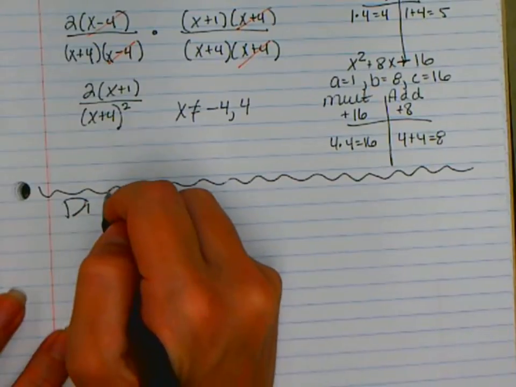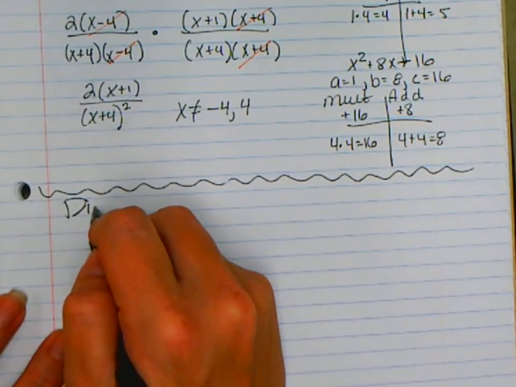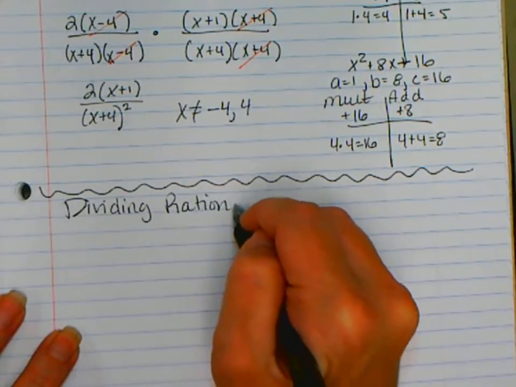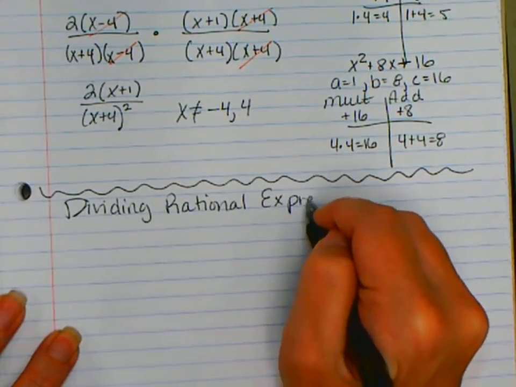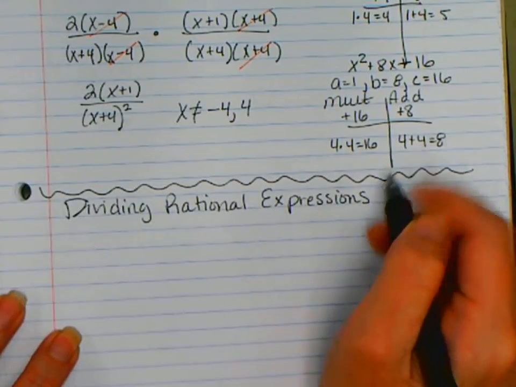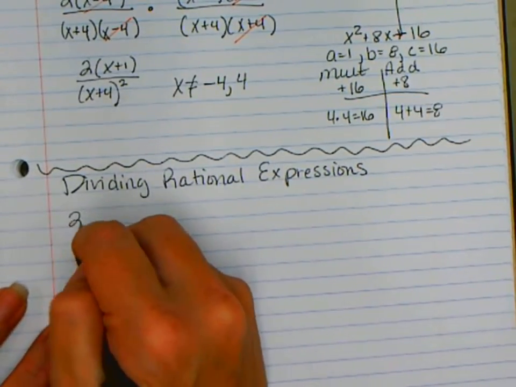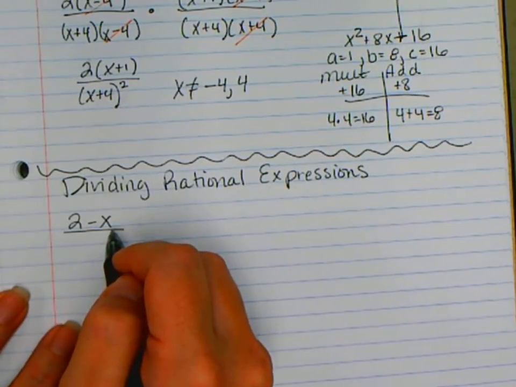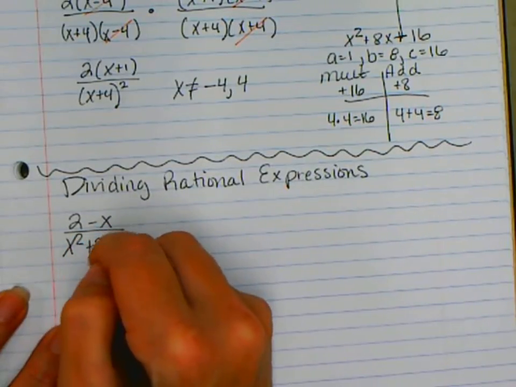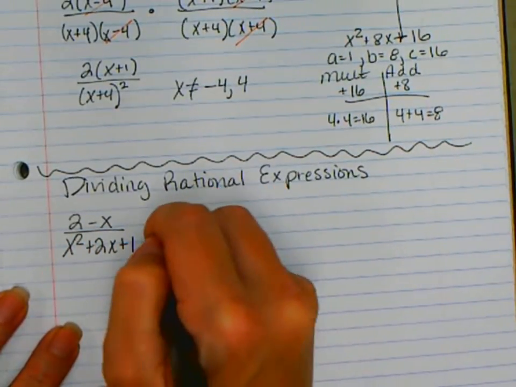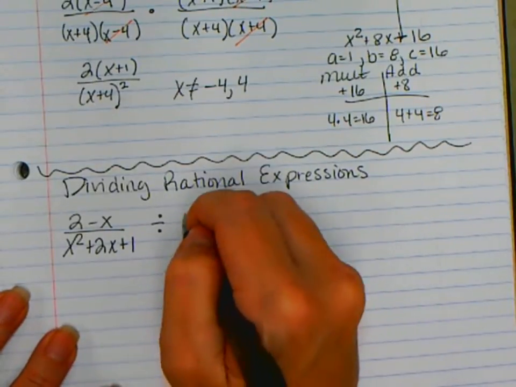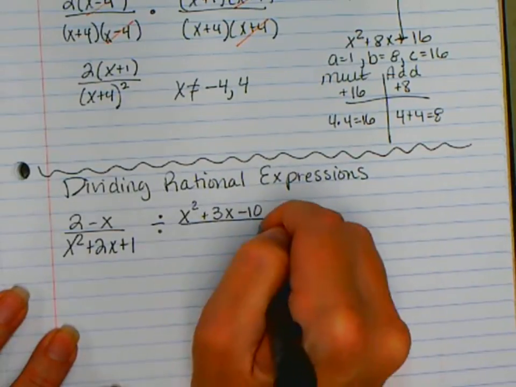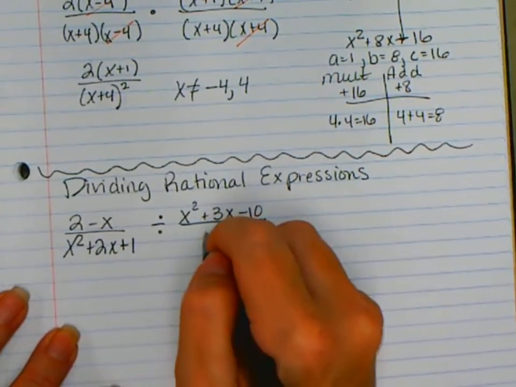All right, now we're going to divide rational expressions. Two minus x, divided by x squared plus 2x plus 1, divided by x squared plus 3x minus 10, divided by x squared minus 1.